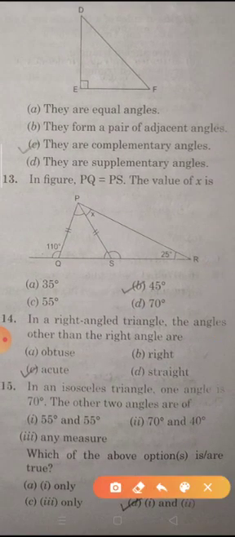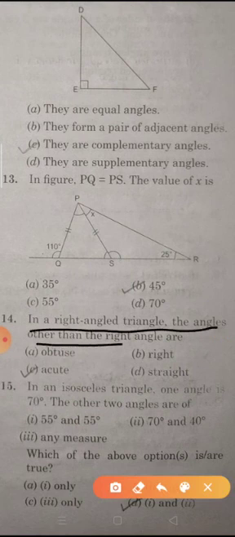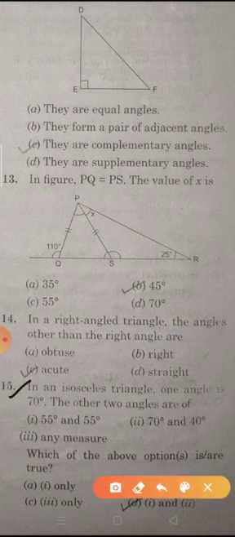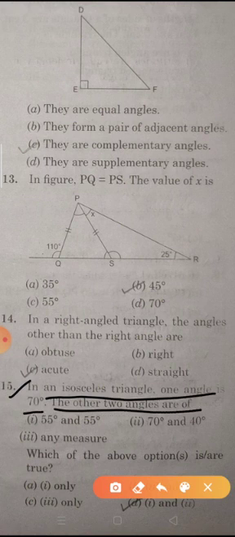Question number 14, in a right angle triangle, the angles other than the right angle are. So in a right angle triangle, the other angles are acute angles. Question 15, in an isosceles triangle, one angle is 70 degrees. The other two angles are 55 and 55, because the two angles are equal, so the sum of the other two angles is 110, that is 55 and 55.